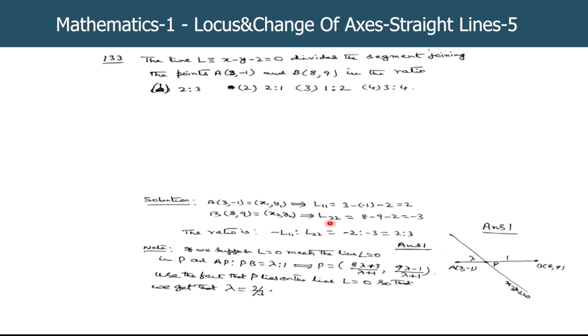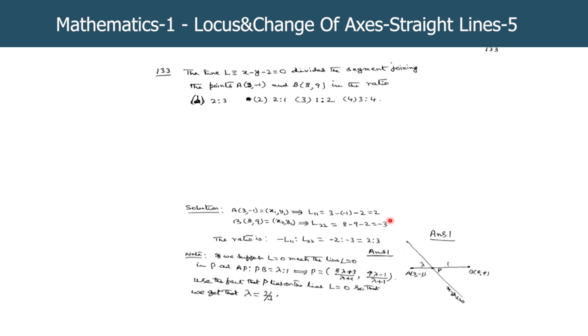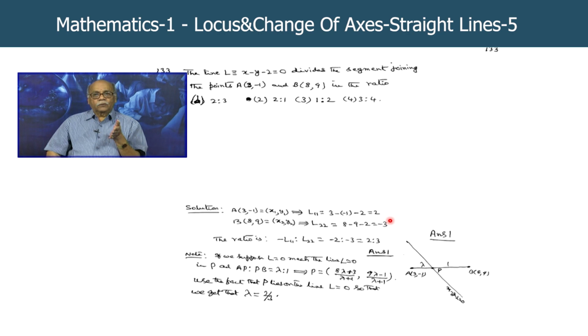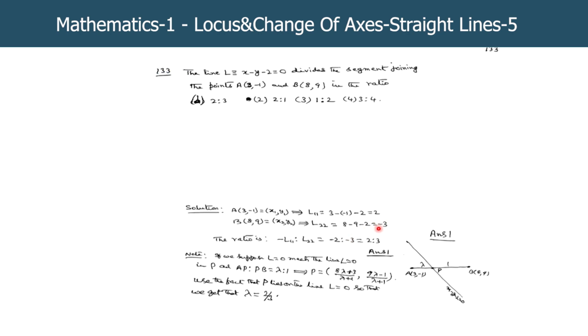Therefore, L22 is equal to 8 minus 9 minus 2, which is minus 3. And please remember that a line L equal to 0 divides a line joining two points A and B, a result in coordinate geometry, in the ratio minus L11 is to L22. So here L11 is 2 and L22 is minus 3. So minus L11 is to L22 is minus 2 is to minus 3, which is nothing but 2 is to 3. So the answer is 1.